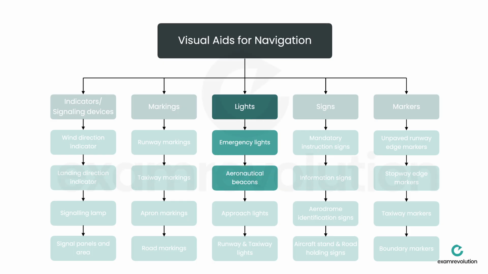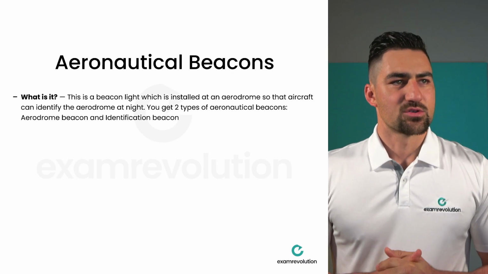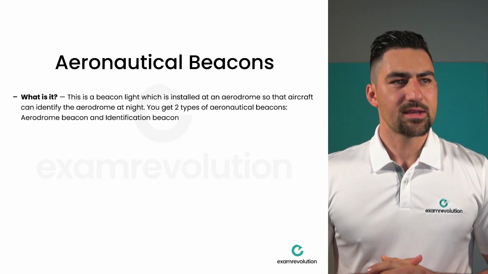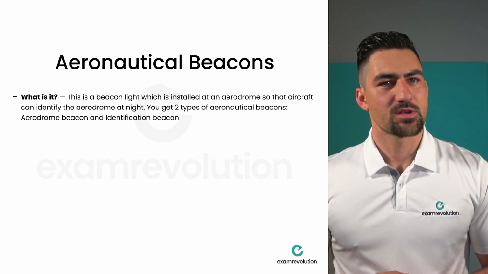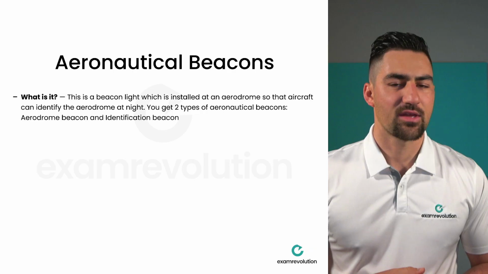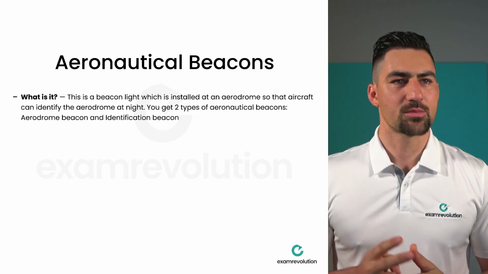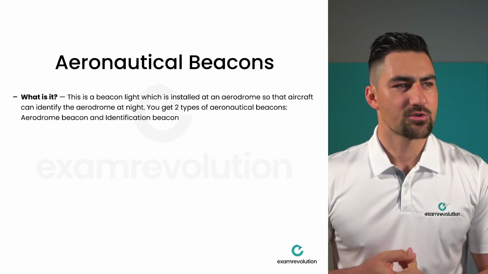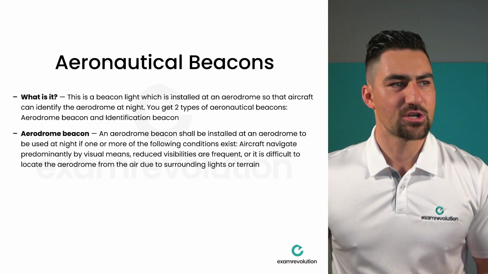Okay, then let's move on to aeronautical beacons. So what is an aeronautical beacon? This is a beacon light which is installed at an aerodrome so that aircraft can identify the aerodrome at night. Now you get two types of aeronautical beacons. You get the aerodrome beacon, and then you get an identification beacon.